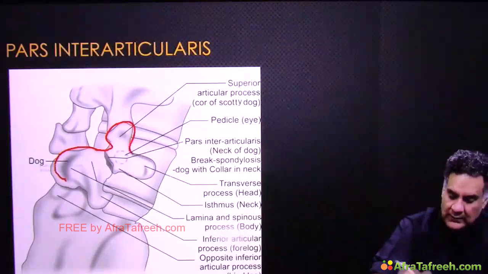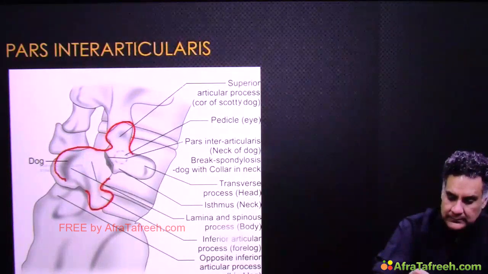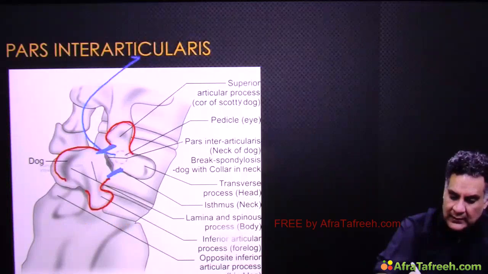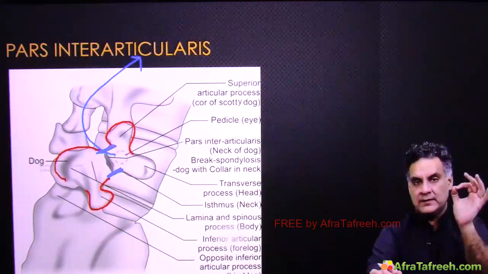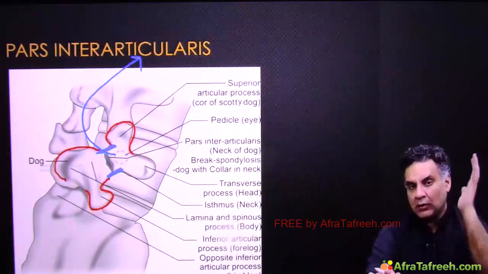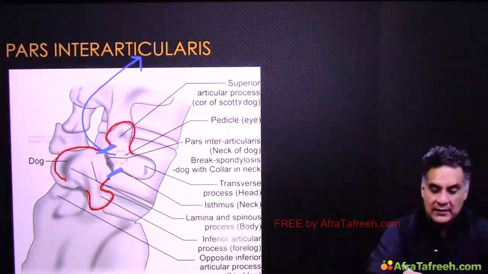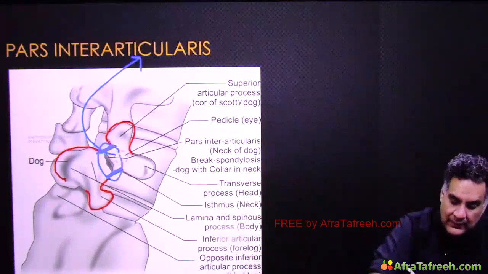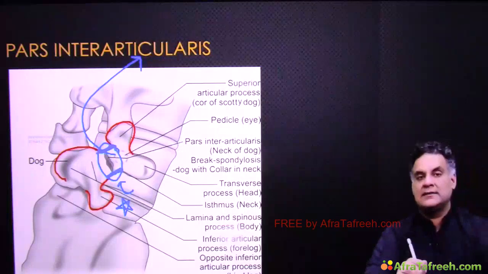The ear of the dog is made by the superior articular process. The front leg of the dog is made by the inferior articular process. And the neck of the dog is made by an area called the pars interarticularis. Whenever I run, I jump, I turn, I fall, all the forces of my spine go to this area of pars interarticularis, and this is the weak link. Whenever a vertebra breaks, it breaks from this area.